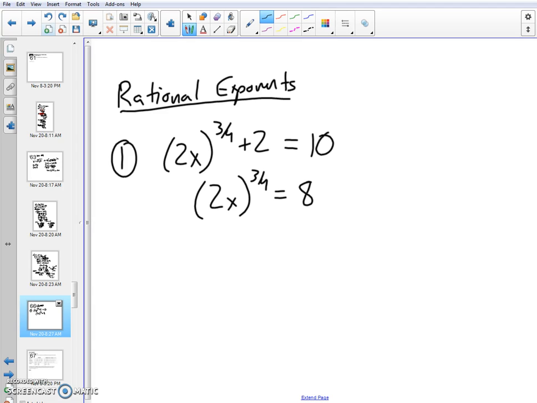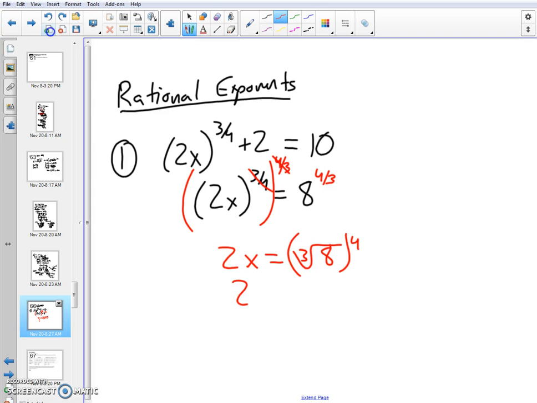So what you want to do is raise it to the reciprocal power. So for here, if this is to the power of 3/4, I want to raise it to the 4/3 power. Because when I have a power to a power like that, I would be multiplying. And 3/4 times 4/3 is just going to be 1. That's going to cancel everything out. So I would just have 2x equals, and now let's break this down, the 3rd root of 8 to the 4th power. So 2x equals, the 3rd root of 8 is 2, to the 4th. 2 to the 4th is 16. So x is just 8.